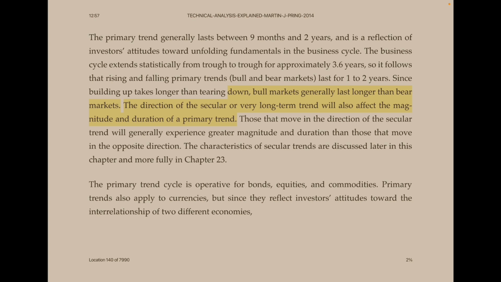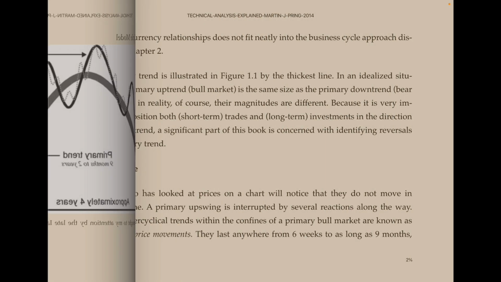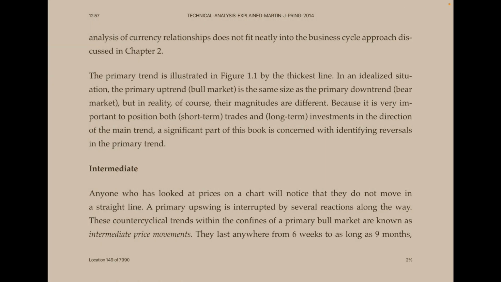The primary trend cycle is operative for bonds, equities, and commodities. Primary trends also apply to currencies, but since they reflect investor attitudes towards the interrelationship of two different economies, analysis of currency relationships does not fit neatly into the business cycle approach discussed in Chapter 2. The primary trend is illustrated in Figure 1.1 by the thickest line.